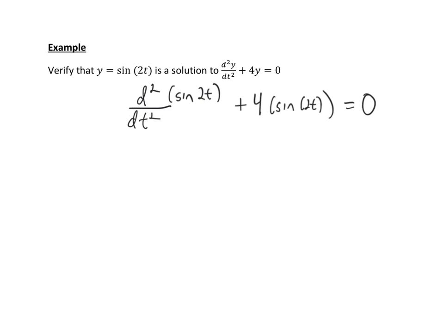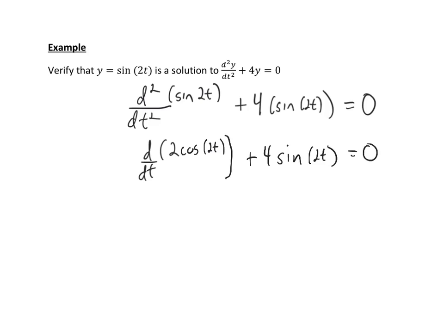So let's start just by doing the first derivative. We'd still have another derivative left to do of sine of 2t. So we've got an inside function there. The derivative of the inside function is 2. The derivative of the sine is cosine 2t, plus, and we still got our 4 sine of 2t, and that should give us 0.